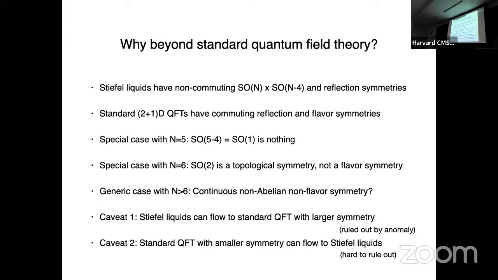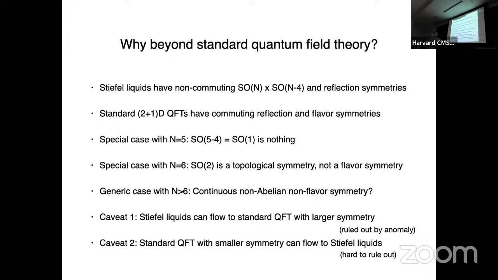Now for n larger than 6, we have to generalize this mechanism to the non-abelian case. There's no known way of doing that. That's why we think they are actually beyond those renormalizable Lagrangians. But there are some caveats. For example, the first caveat, maybe we misunderstood the symmetry of the stable liquids. Maybe at low energy scales, they become some Lagrangian, renormalizable Lagrangian with a larger symmetry. But this is more or less ruled out by anomaly.